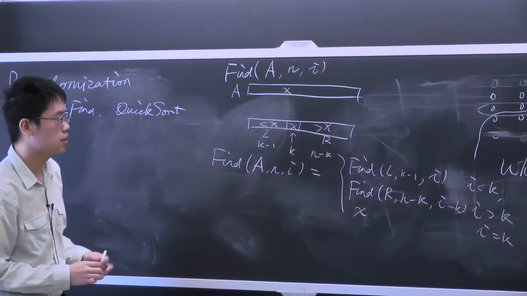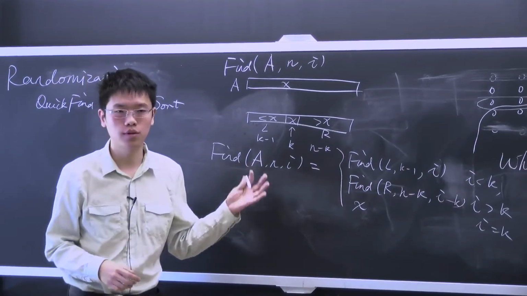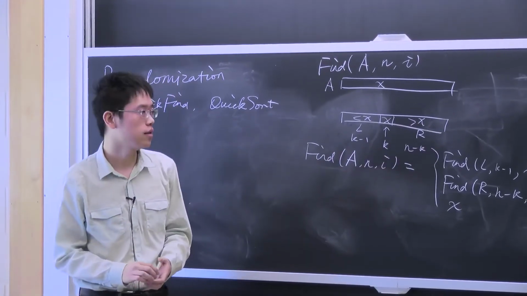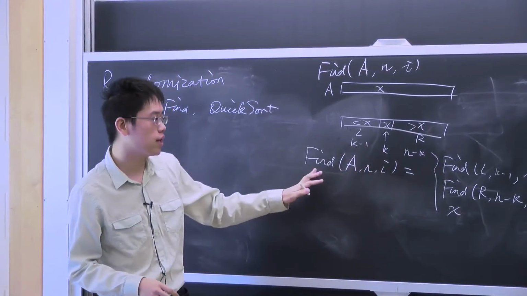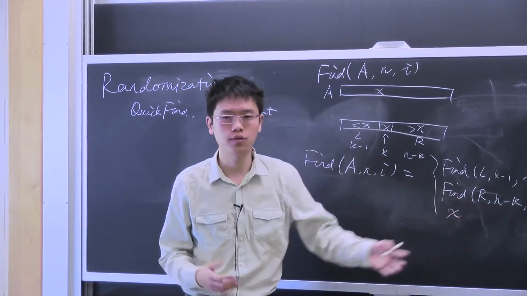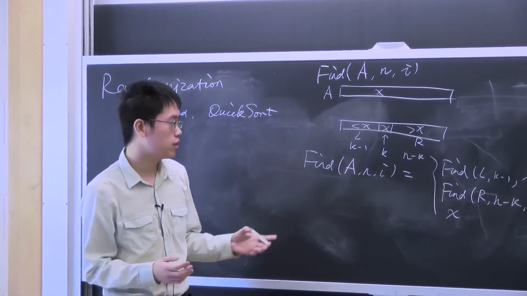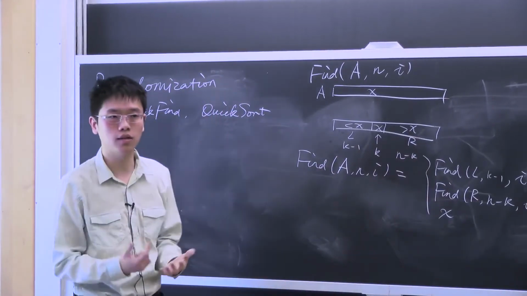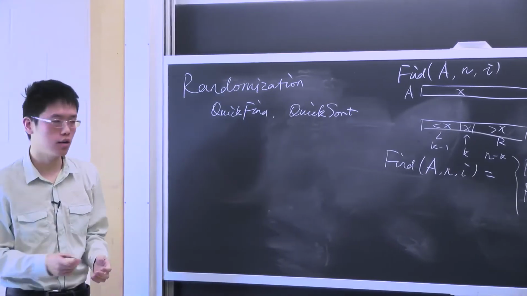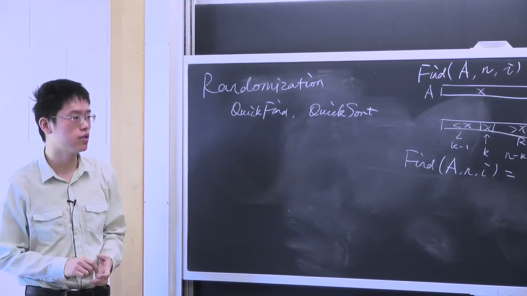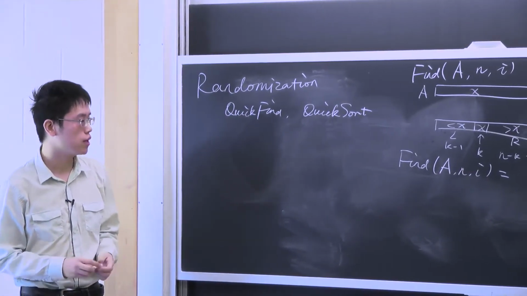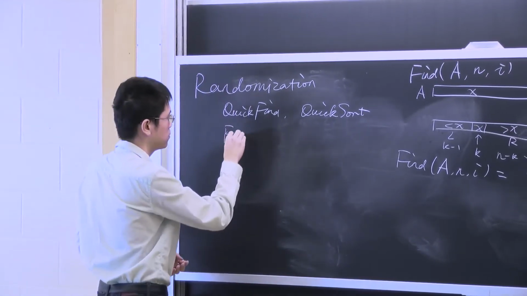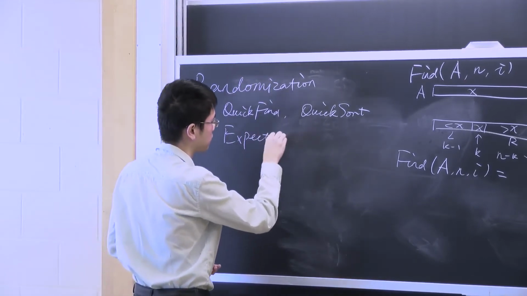Now, obviously, this algorithm's runtime depends on our luck, depends on this choice of k. If k is roughly in the middle, then we reduce the problem size by roughly half. Right? However, if k is 0 or close to n, then we only reduce the problem size by a little bit. So it's impossible to give a definite runtime. So what we opt to do in randomized algorithms is that we analyze expected runtime.